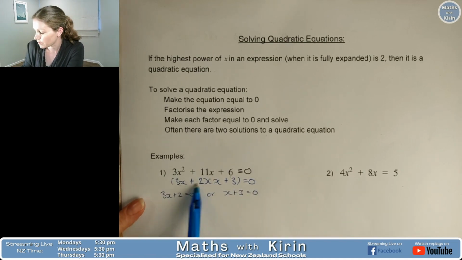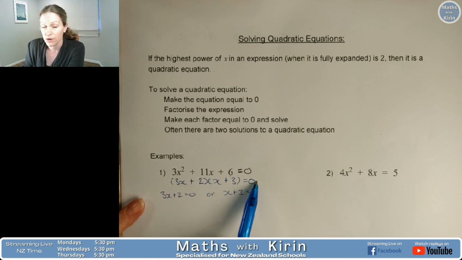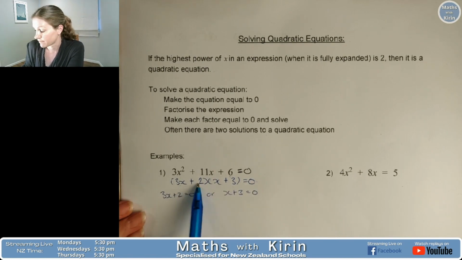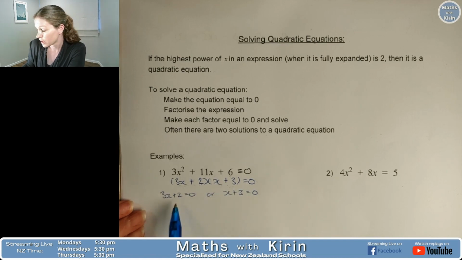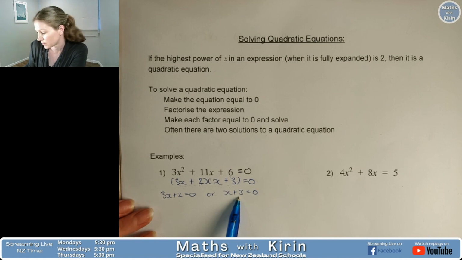Okay, because these two things are multiplying to give us 0, the only way that can happen is if this ends up being 0, which means 0 times any number will give us 0, or this is 0, in which case 0 times whatever the other happens to be will also give us 0. So that's why we end up with these two expressions here.